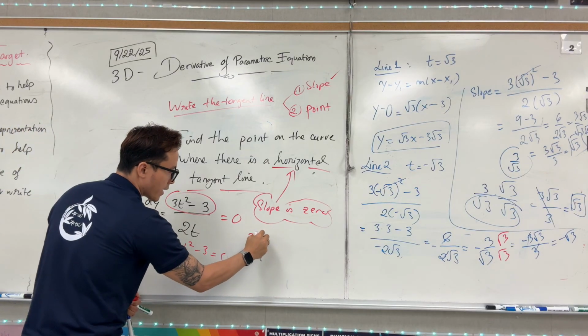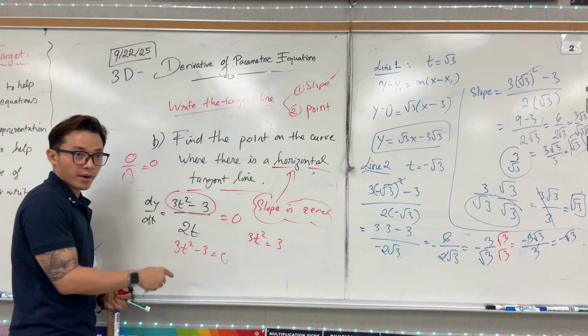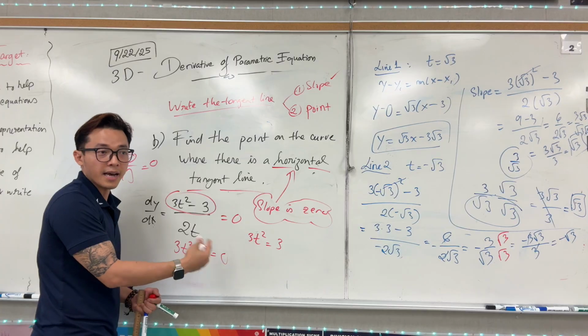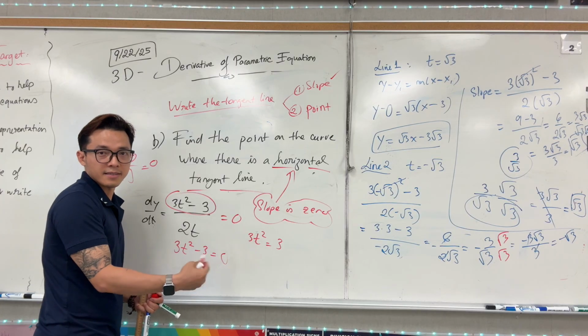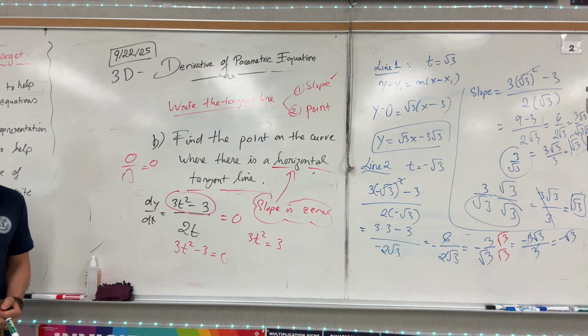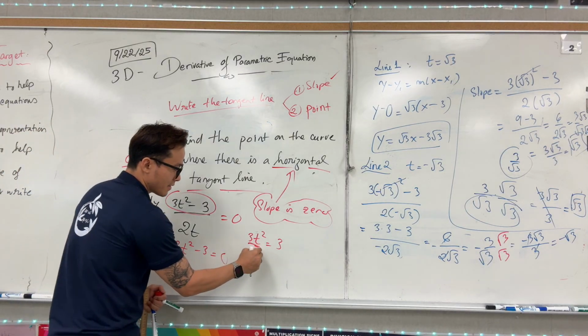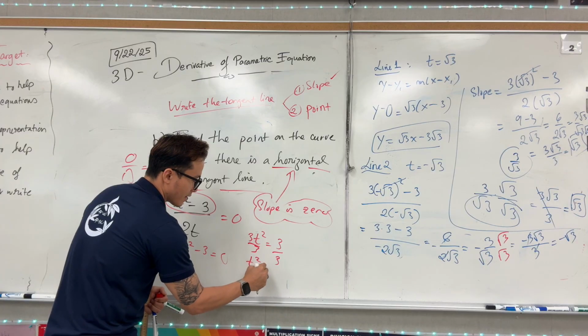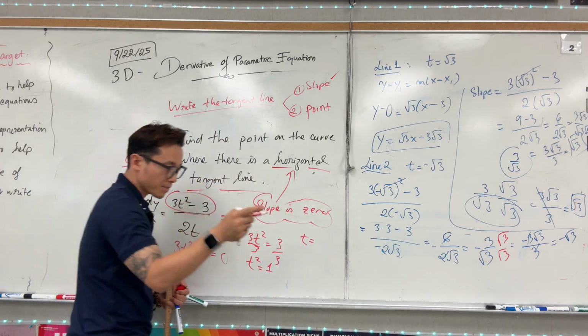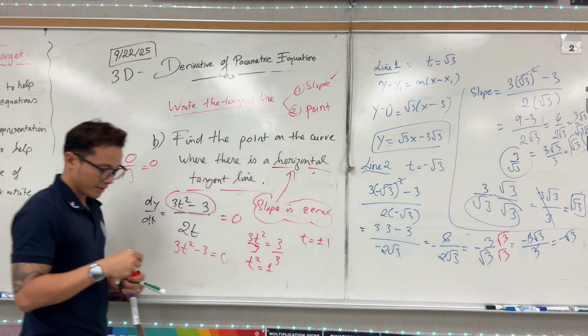So 3t squared equals 3, right? I add 3 to both sides, and then divide, so t squared equals 1, so t equals plus or minus 1. Okay?